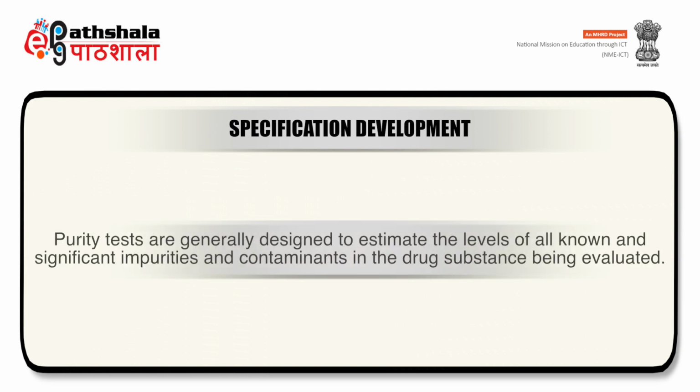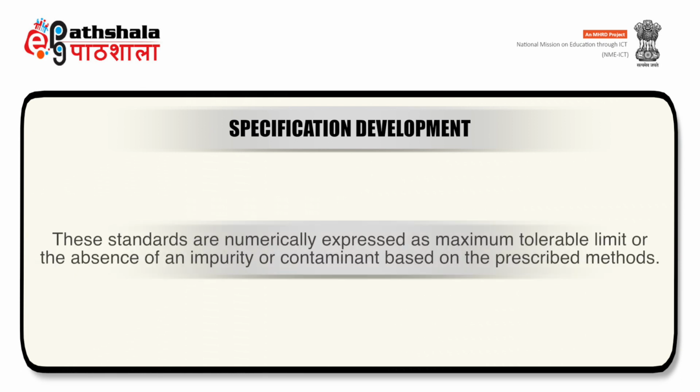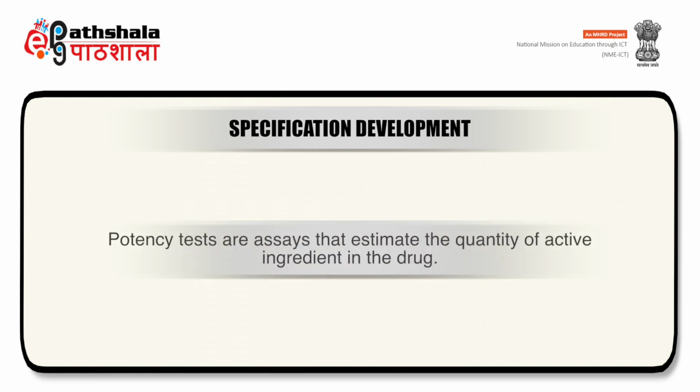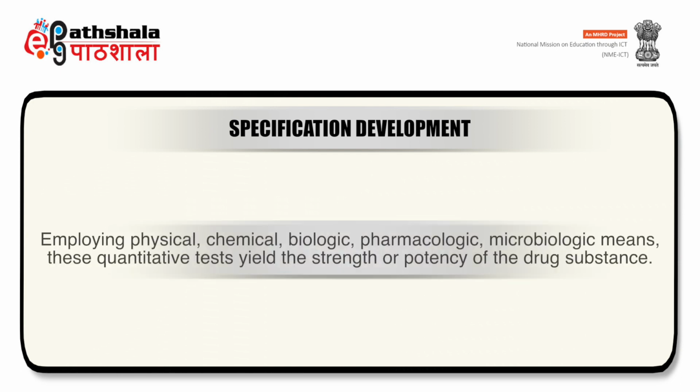Purity tests are generally designed to estimate the levels of all known and significant impurities and contaminants in the drug being evaluated. These standards are numerically expressed as maximum tolerable limit or the absence of an impurity or contaminant based on the prescribed methods. Potency tests are assays that estimate the quantity of active ingredient in the drug, employing physical, chemical, biological, pharmacological, or microbiological means. These quantitative tests yield the strength or potency of the drug substance.